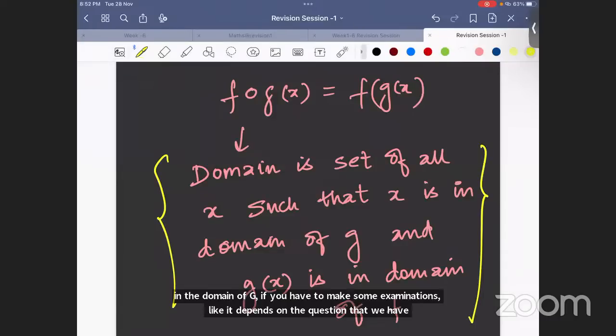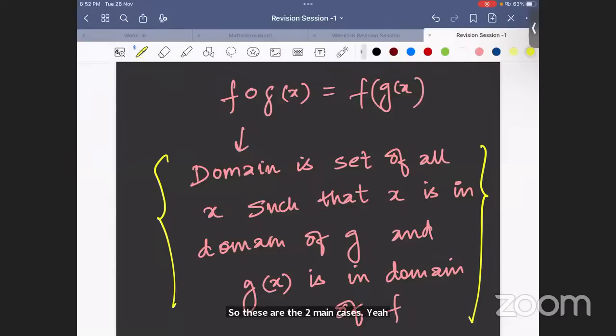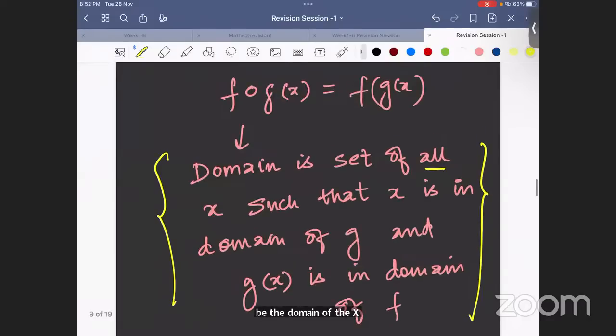So again, the domain for this type of function is basically a set of all x such that x is in the domain of g. The first case is that whatever x you are taking should be in the domain of g(x). The second case is, if you take x1 and put it inside g, then g(x1) should be in the domain of f.